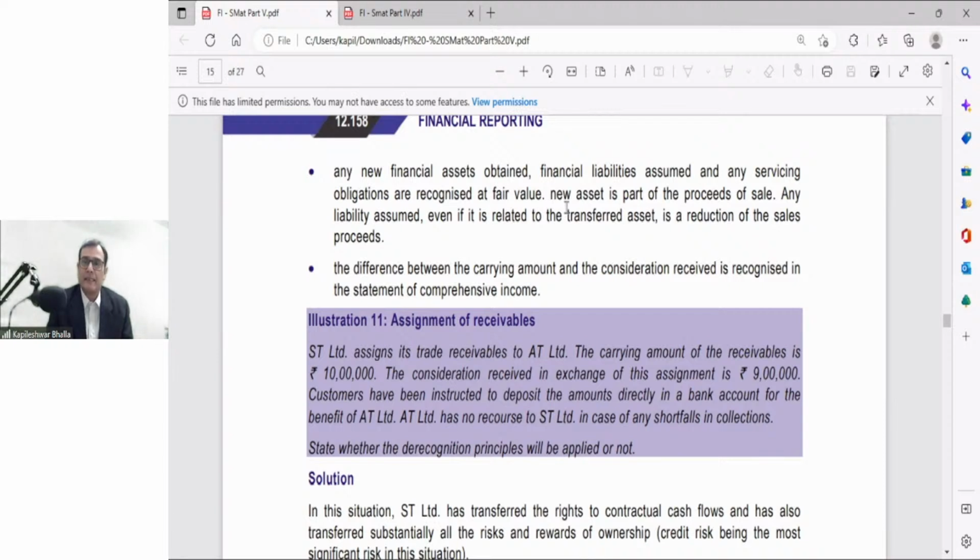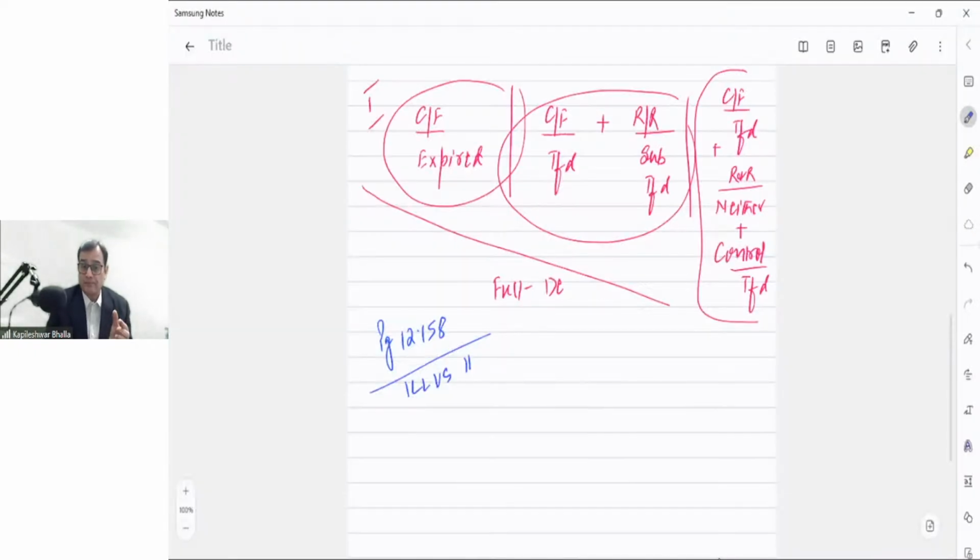It says, in case there are any shortfalls in collections, state whether derecognition principles will be applied or not. If I look at my step number 1 and ask whether the cash flows have expired, in this particular case I'll say no, the cash flows have not expired. Then I go to the next case: have the cash flows been transferred? Yes, they've been assigned to a factoring agency. It's a case of transfer. Then I go to the risk and reward test, and it's a case where there is no recourse. If there is no recourse, then we can definitely say that it is being substantially transferred.